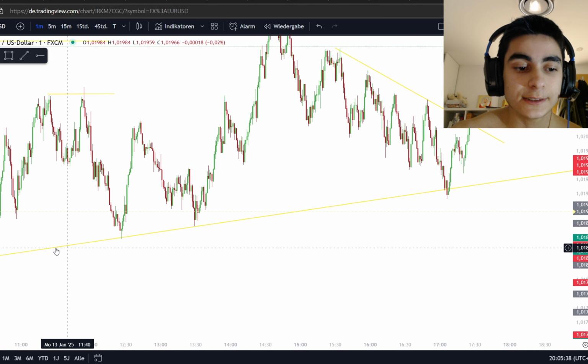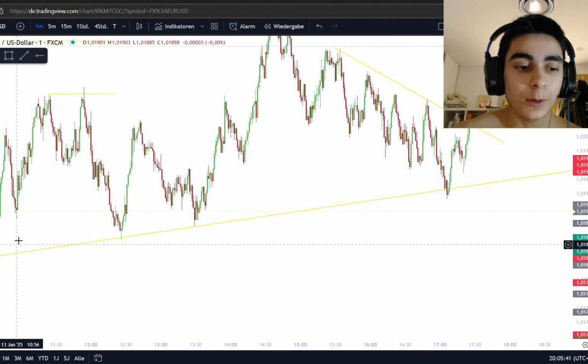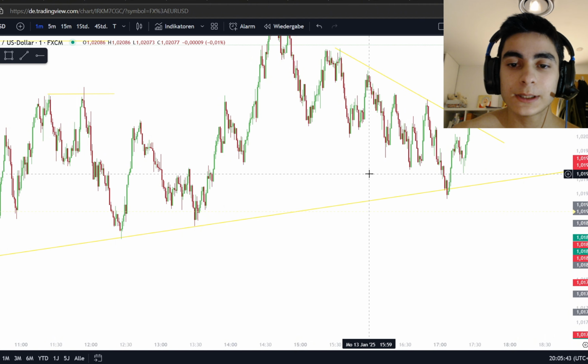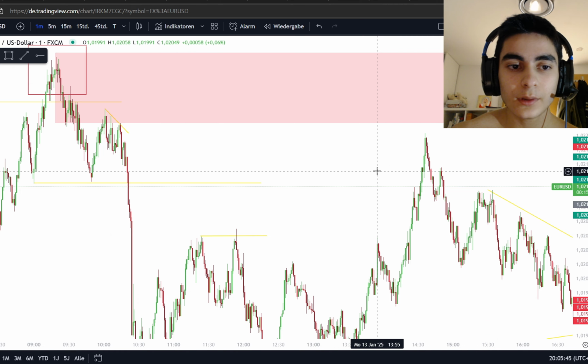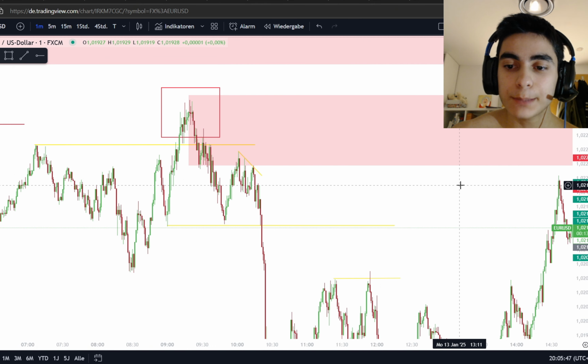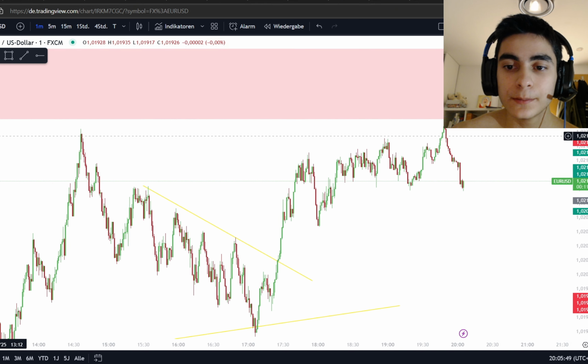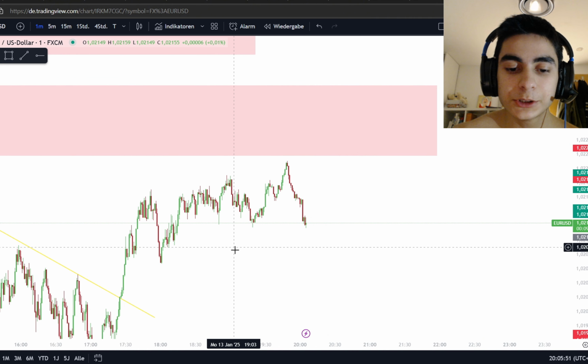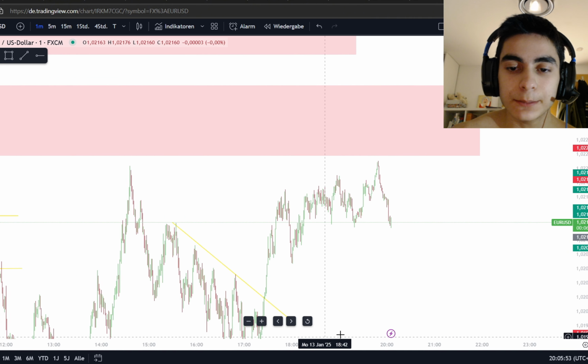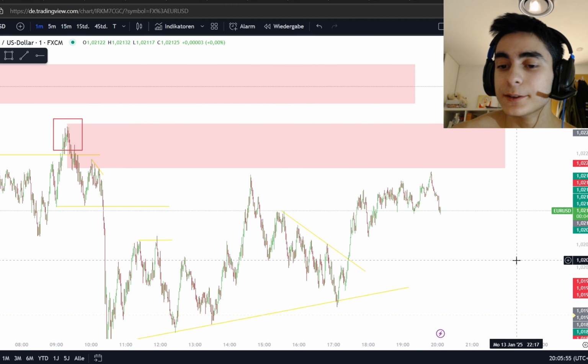And right now we have a beautiful build-up of liquidity. 1, 2, 3, 4 touches on the trendline. And this is our high probability order block. And we will just see what happens tomorrow if we tap in here and move lower or not.